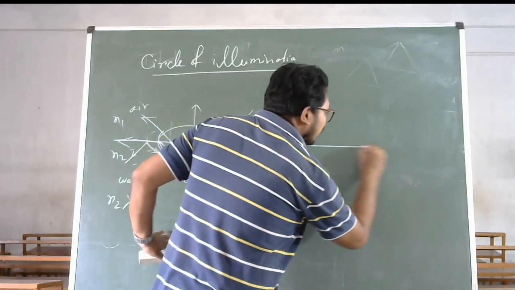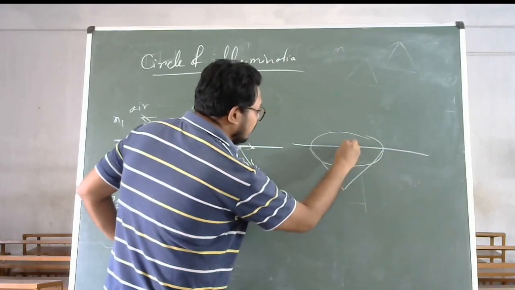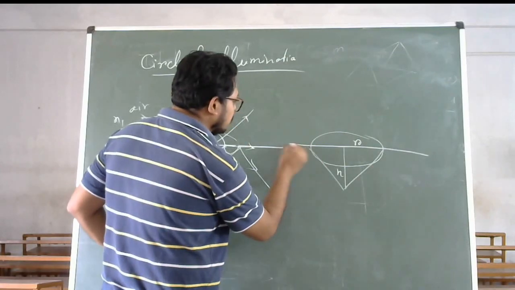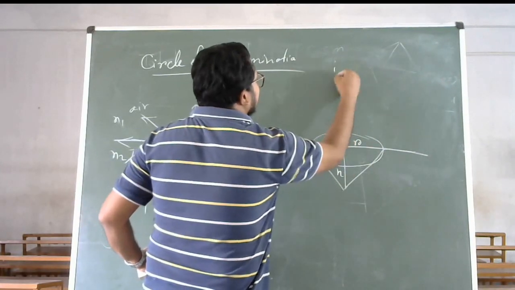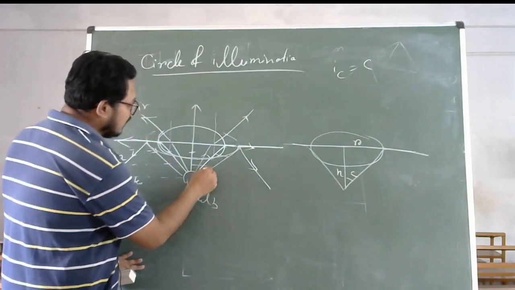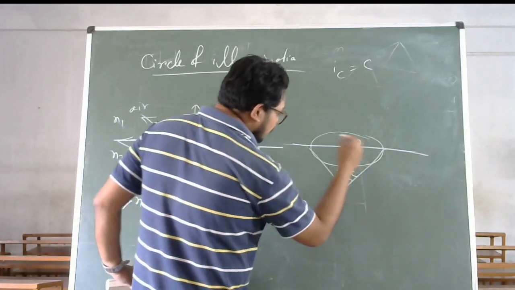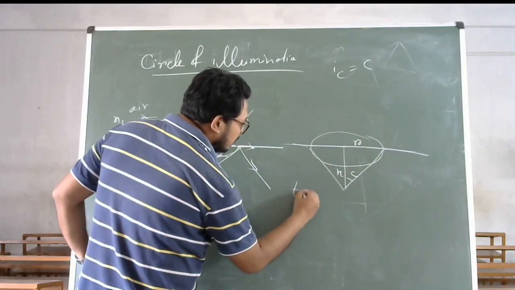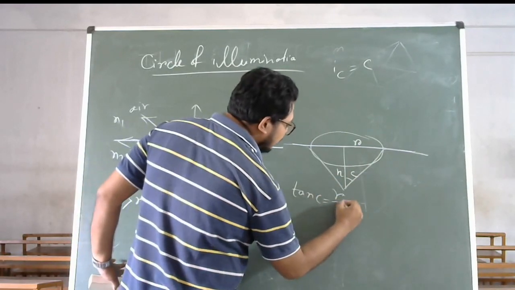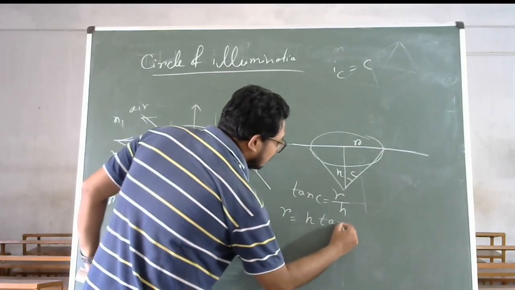So now again if you draw, let's consider this one is height H, this is the radius of circle R. Now here the angle of incidence we will consider as C. So this is the angle C. See, this angle is greater than critical angle, this one is C here. So from this diagram, what can you write? Tan C equal to perpendicular by base, that is R by H. From here you can calculate R equal to H tan C.